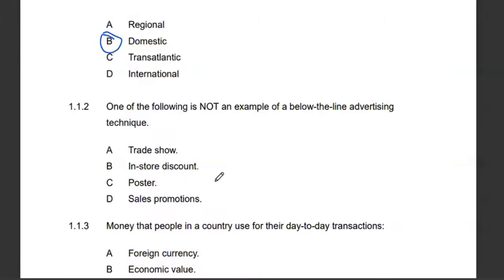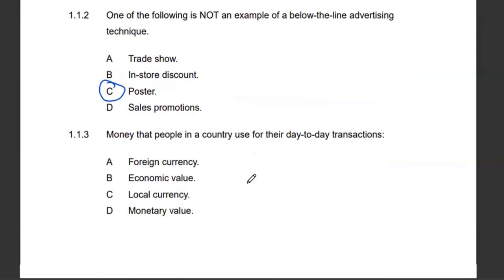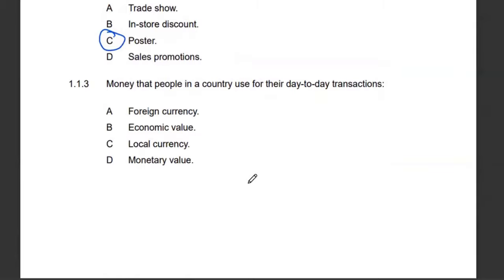Then one of the following is not an example of a below-the-line advertising technique. So when we are talking about the below-the-line marketing technique, we are talking about marketing techniques which do not involve a one-on-one encounter with a client. So the poster will be the correct answer, which will be C. Then moving straight ahead, money that people in a country use for their day-to-day transactions. So when you are in South Africa, for example, the money which you use for your day-to-day transaction is known as local currency. So the rand is the South African local currency.